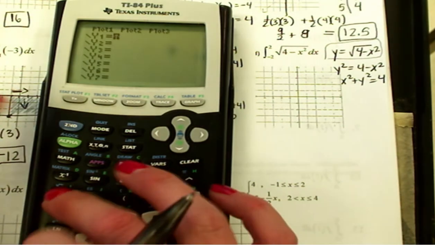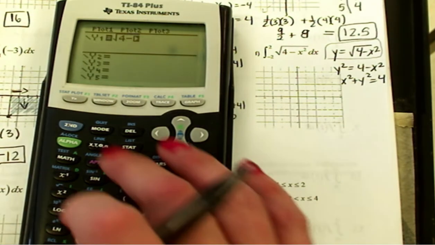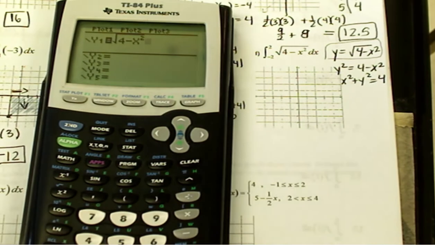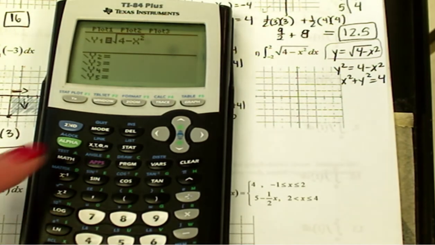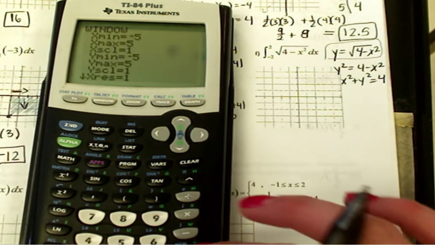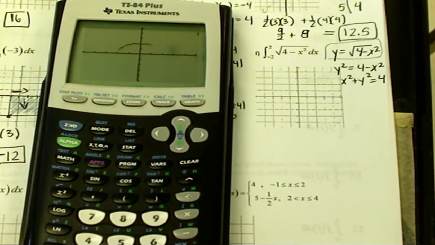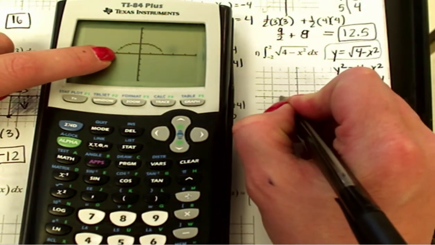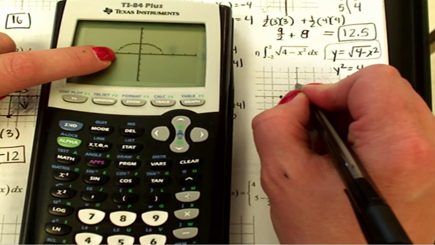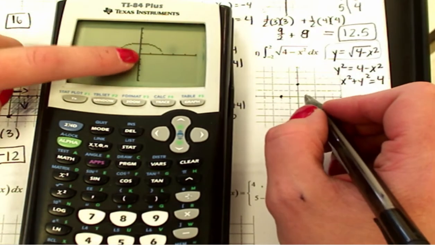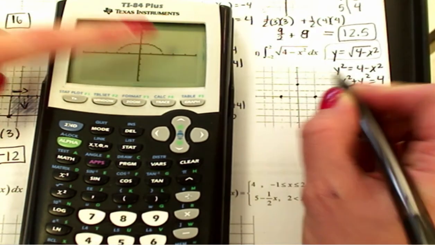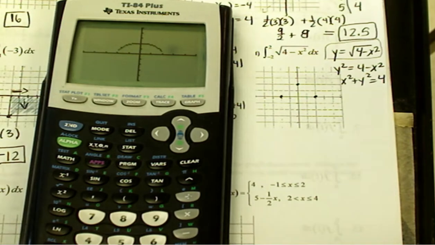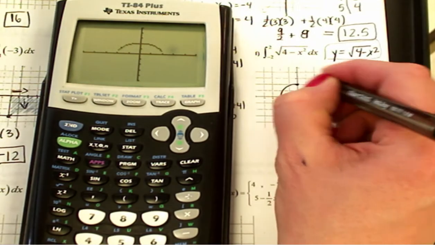Okay, square root of 4 minus x squared. The grid's pretty small, so I'm going to leave it in this -5. Okay. Kind of looks like an oval, but try to take those points off of the graph. -2, 0, 0, 2, and 2, 0. And connect them in the right shape.